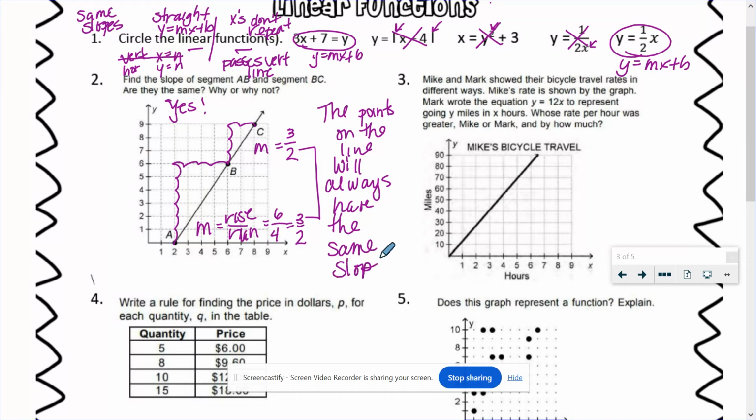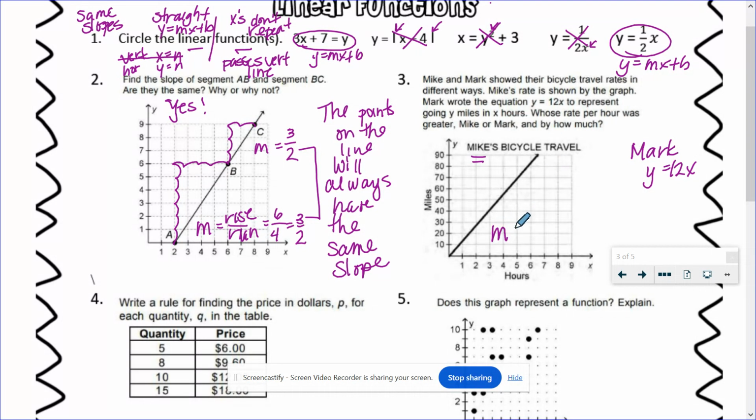All right, let's look at number 3. Mike and Mark showed their bicycle travel rates in different ways. Mike's rate is shown by the graph. So here's Mike. And Mark wrote the equation y equals 12x. So let's just take that and write it over here. Y equals 12x to represent going y miles in x hours. Whose rate per hour was greater, Mike or Mark's, and by how much?